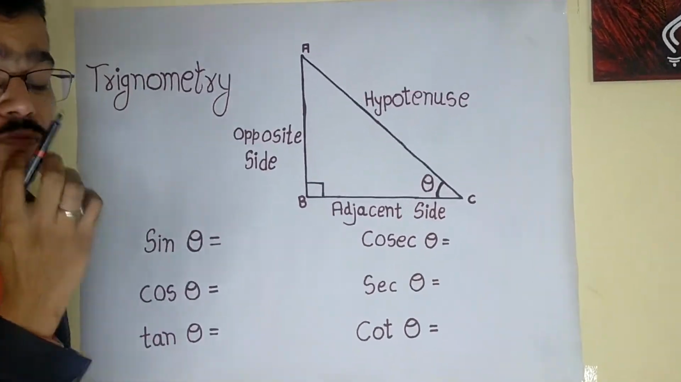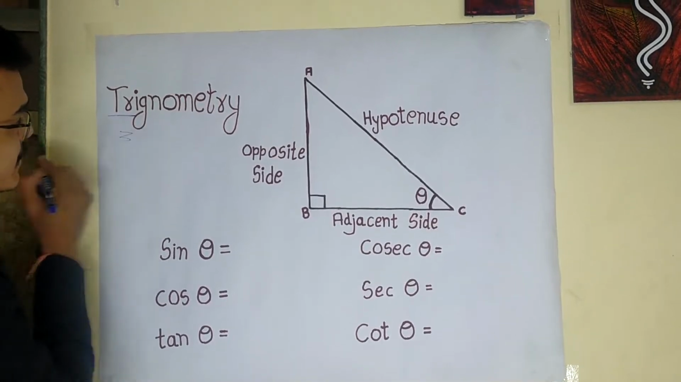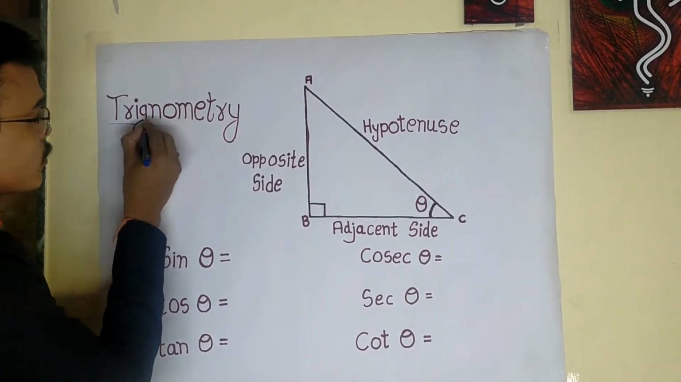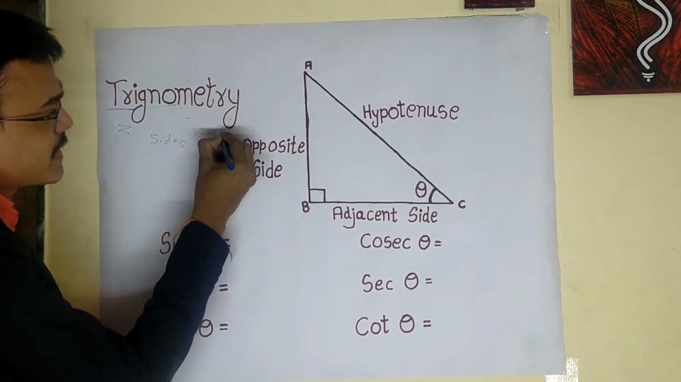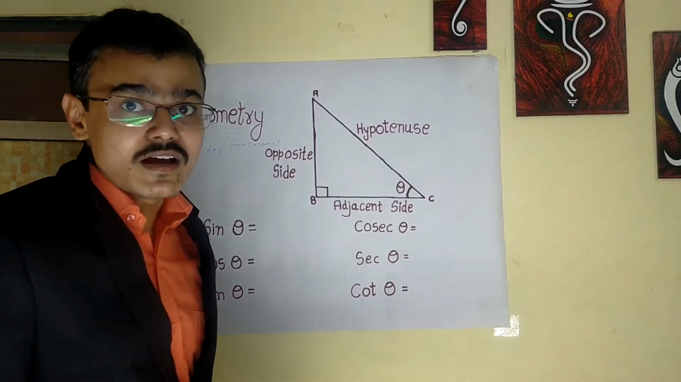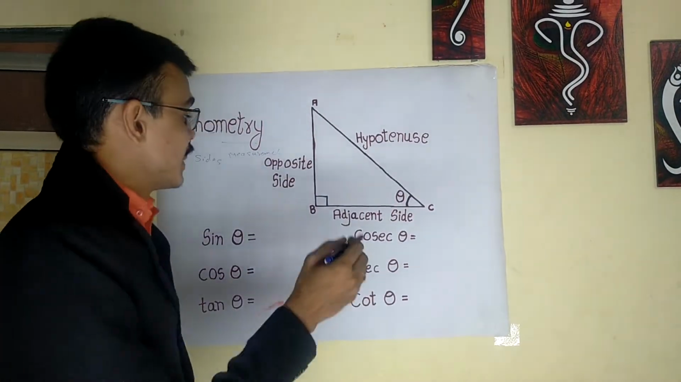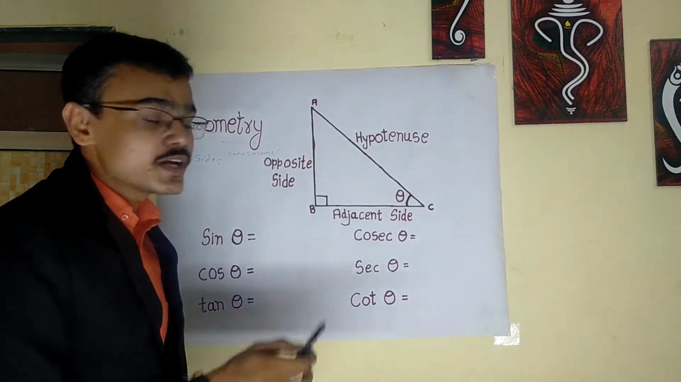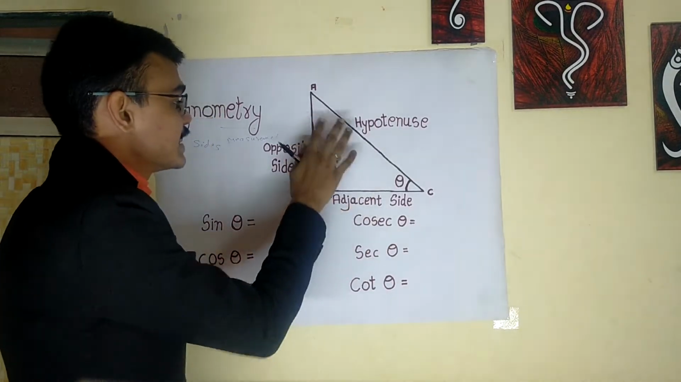So basically what is the meaning of trigonometry? Trigonometry: this tri means 3, gono means sides, and metry is for measurement. So basically we will study the measurement of sides, how the ratio of the sides and the angle is related. We will find the relation between the sides and angle.